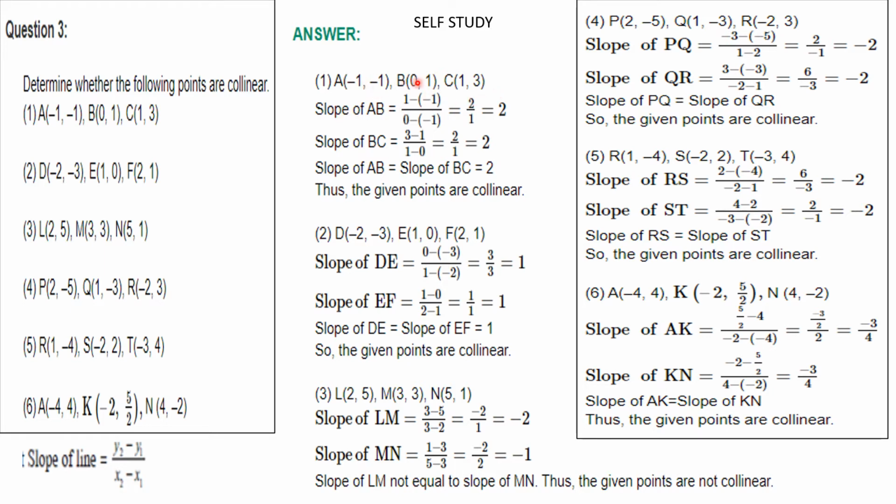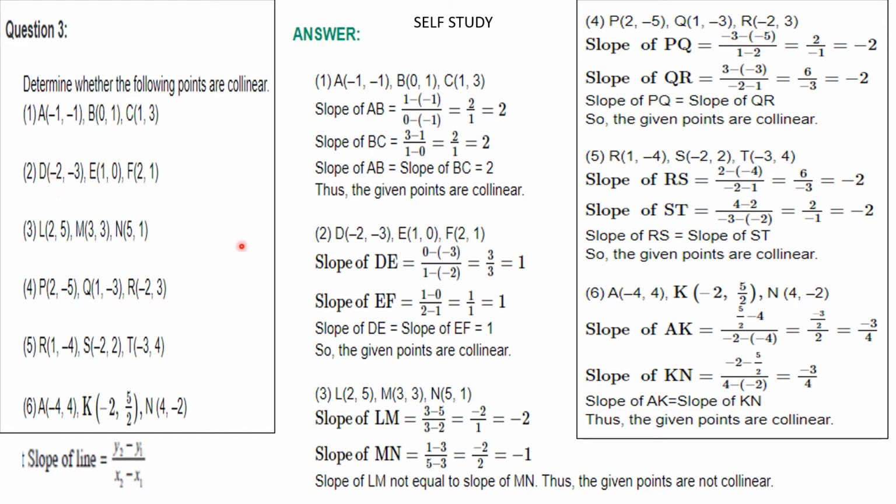So slope of line AB, again I repeat, is the ratio of difference of y coordinates to difference of x coordinates. So x1, y1, x2, y2. y2 minus y1 upon x2 minus x1. Slope of line BC, y2 minus y1 upon x2 minus x1. Slope of line AB is equal to slope of line BC, which is 2. So given points are collinear points.